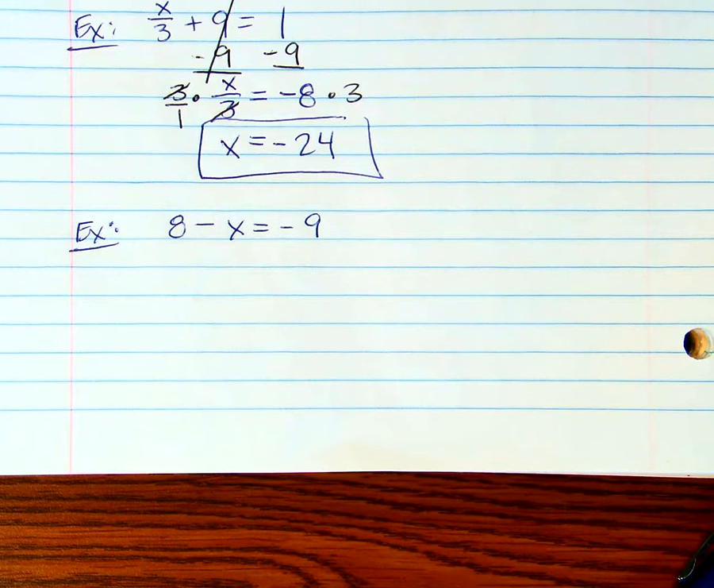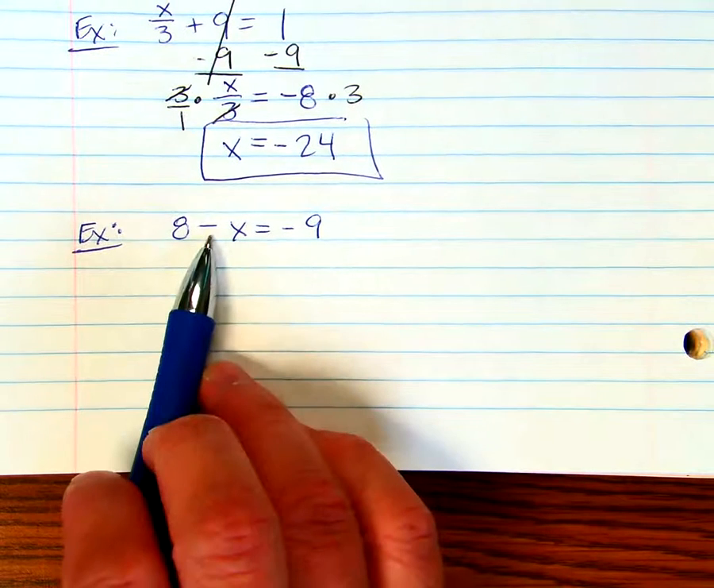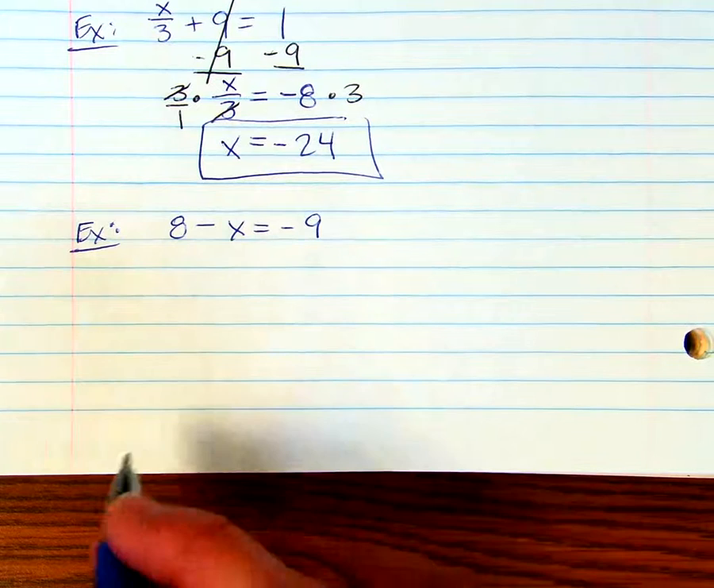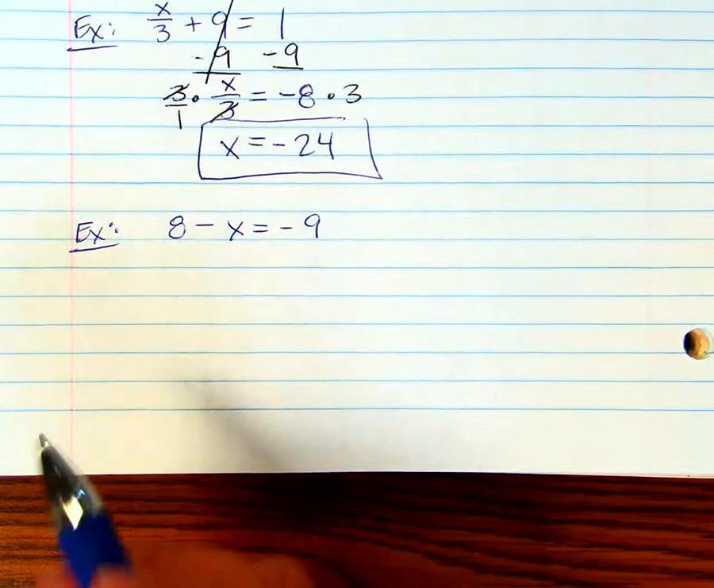So the problem with this is it looks like a one-step equation. The only thing that I see here is subtraction, so normally we would say, well, let's add something and then we're done. But that's not true. That is not the way that this works.